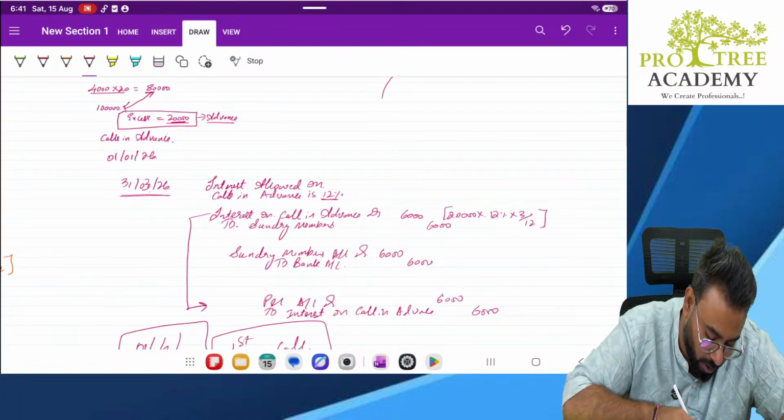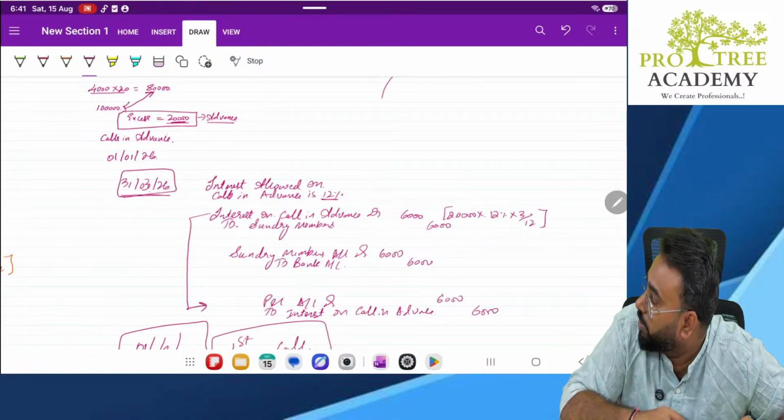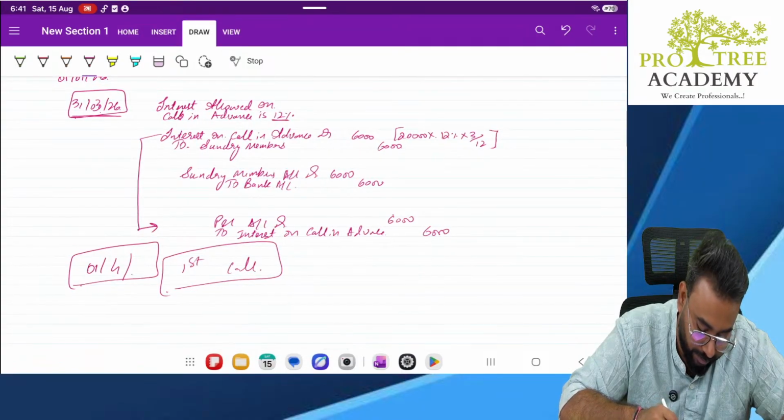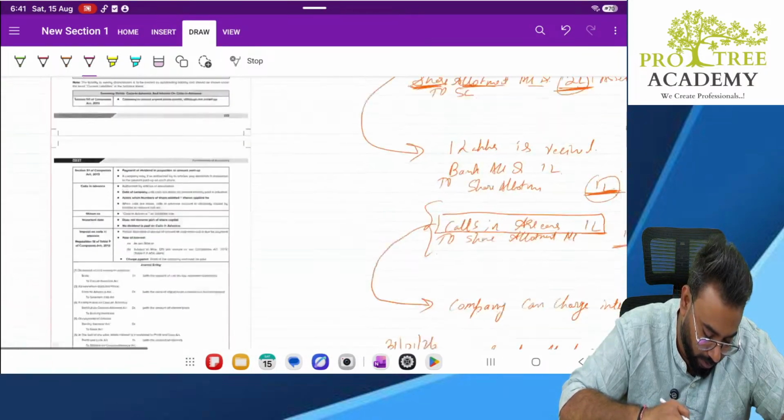If you want to take the screenshot, take it again. This date has been changed. This is 31st March 2026. Okay.